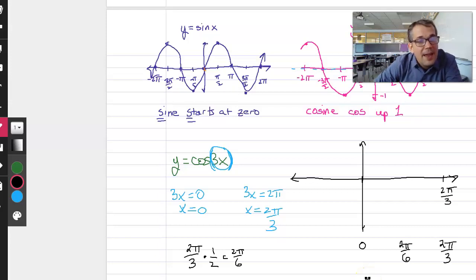And then I'm going to find the halfway point of these points. So I take that 2 pi over 6, and instead of dividing it by 2, I can multiply it by a half. And that's going to give me 2 pi over 12. So halfway between these 2 points is 2 pi over 12.